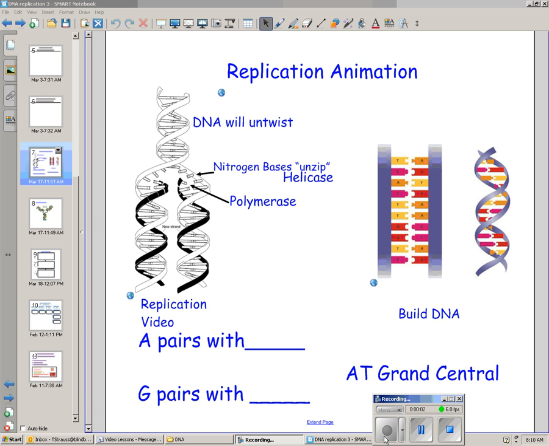Now that we've talked about the comparison between RNA and DNA, let's look at how DNA replicates. We know that DNA is a double helix that's bound by weak hydrogen bonds. And we're going to take advantage of those weak bonds and unzip it and use each strand as a template to make another strand.